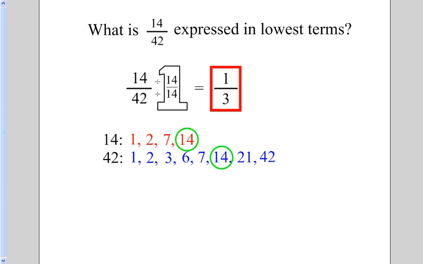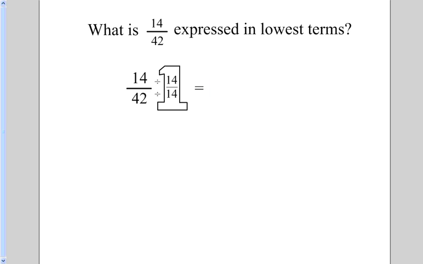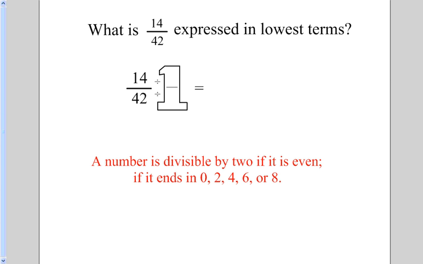Now, this may seem like a lot of steps to take just to reduce down a fraction. Is there an easier way or another strategy that we can take? Well, there is another strategy, and you may find it easier. I find it kind of easier myself. So what we're going to do is we're going to look at 14 and 42, and we're going to think of the rules of divisibility. We can start with 2 and ask ourselves, can we divide 2 into both 14 and 42? And the divisibility rule for 2 is a number is divisible by 2 if it is even, if it ends in 0, 2, 4, 6, or 8. And both 14 and 42 are even numbers. So we'll begin with 2.